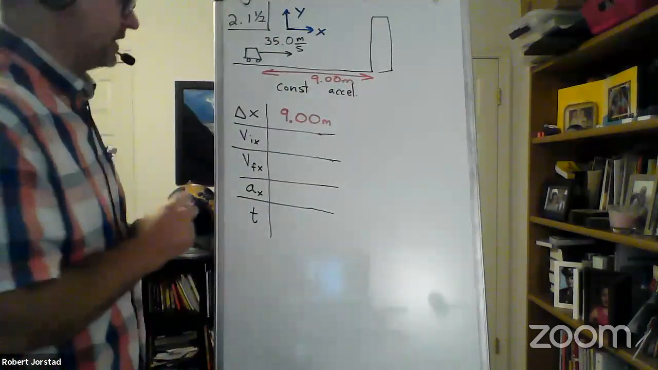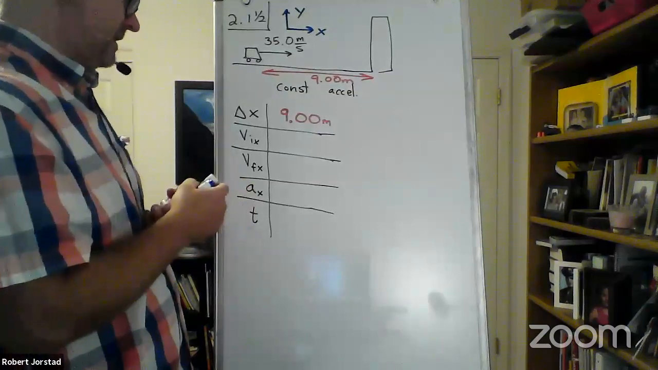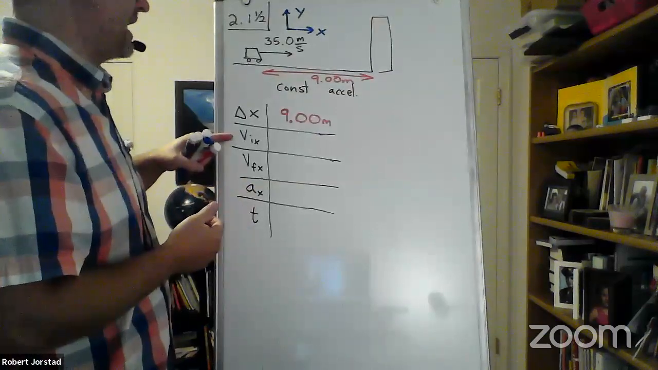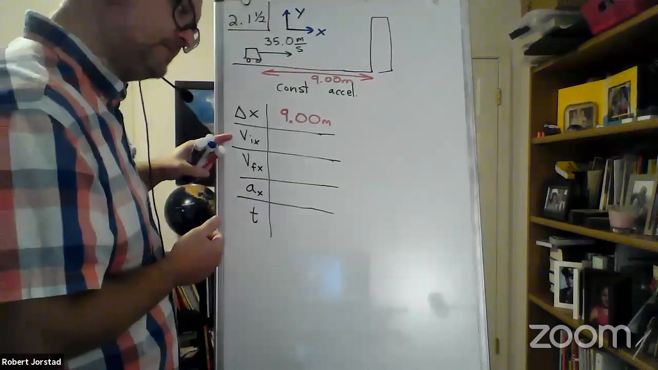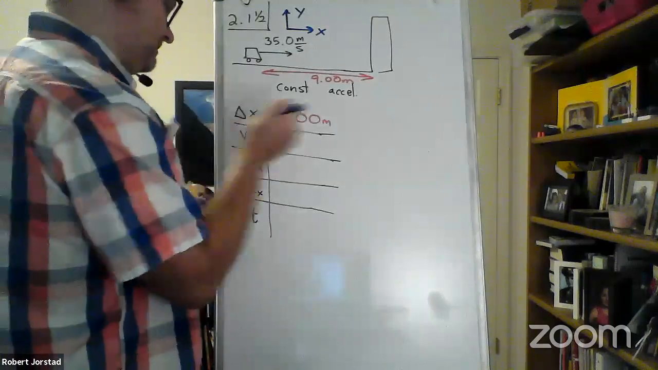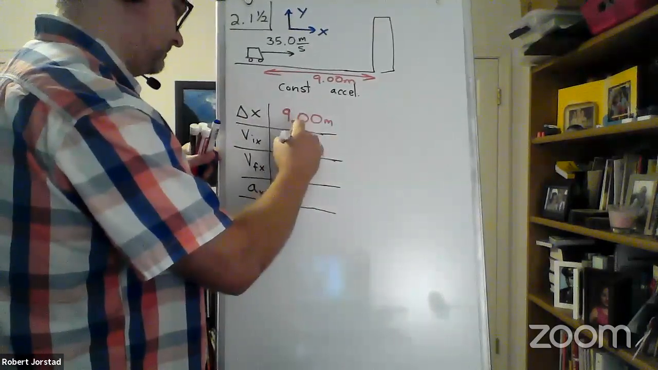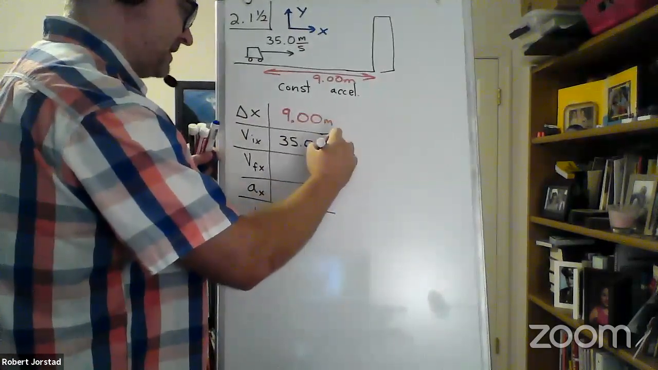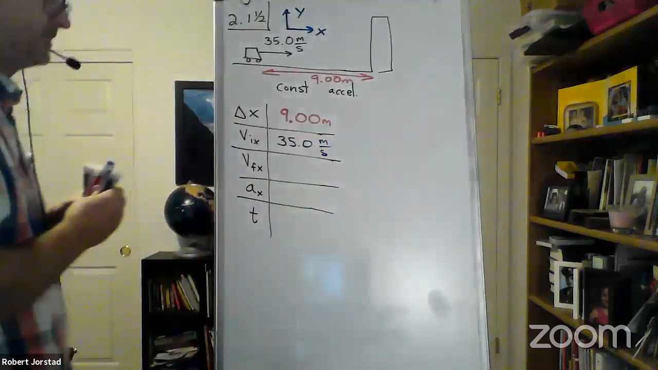All right, so very good. Thank you for unmuting, whoever that was. How about V initial X? Do we have a number for that? 35 meters per second. Oh yeah, right there. So that's cool. So let's pop that in there. I like how you remembered to say the units. We should always think about that.